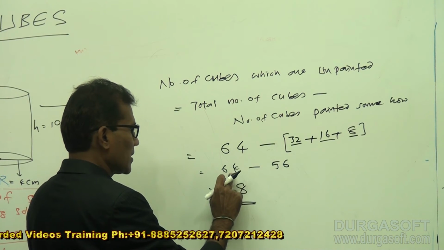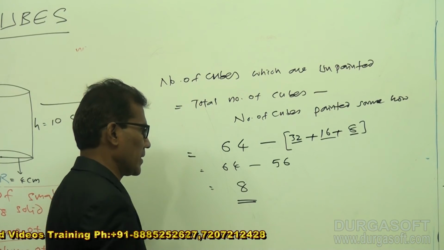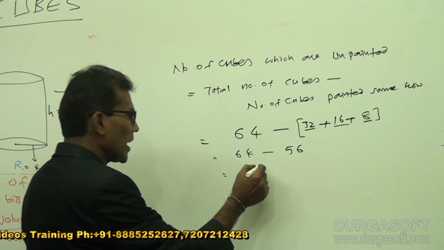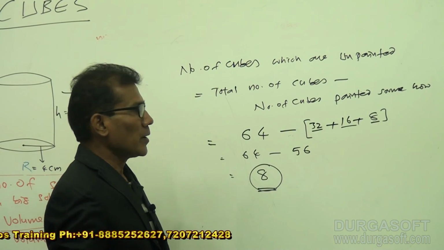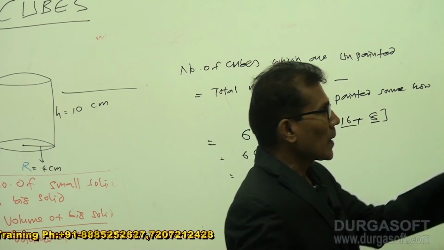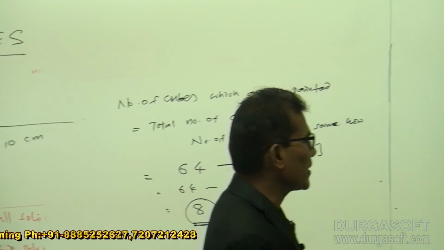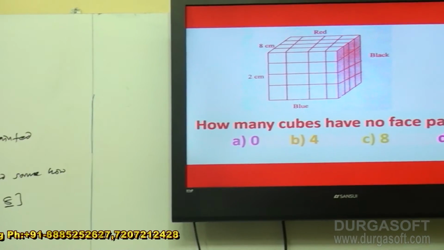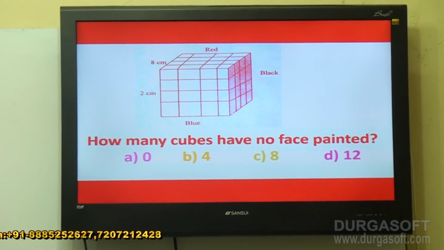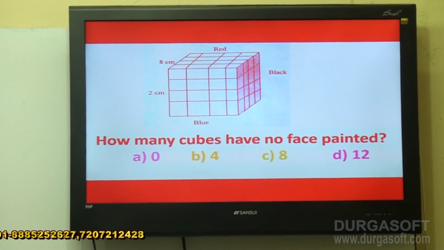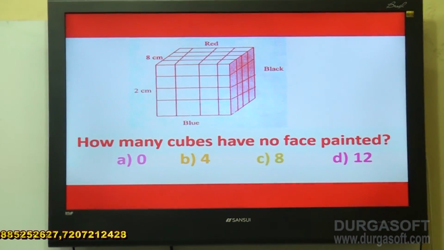64 minus 56, 60 minus 54 plus 4, 8. Yeah. So 8 cubes are unpainted. So in our question, how many cubes have no face painted? It is going to be C, your answer. So 8 cubes are unpainted, which lie exactly at the center of the cube.